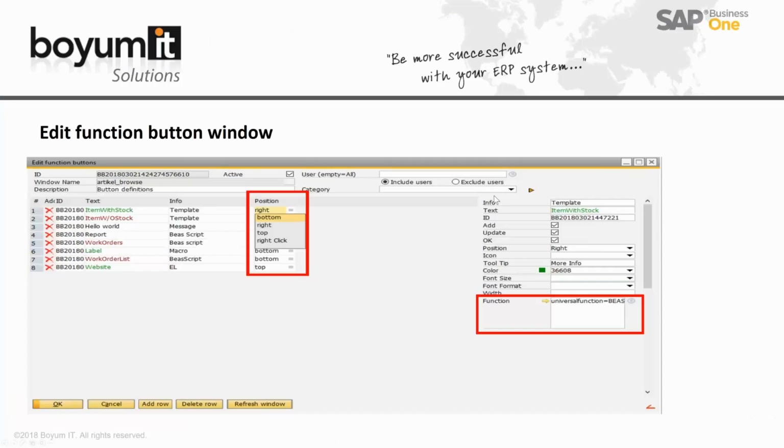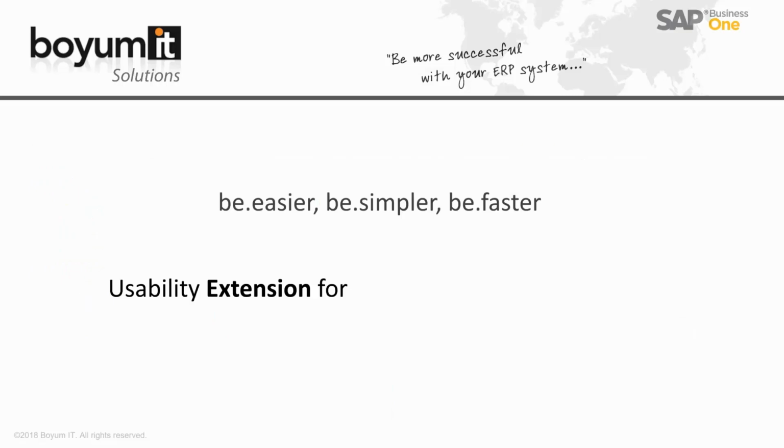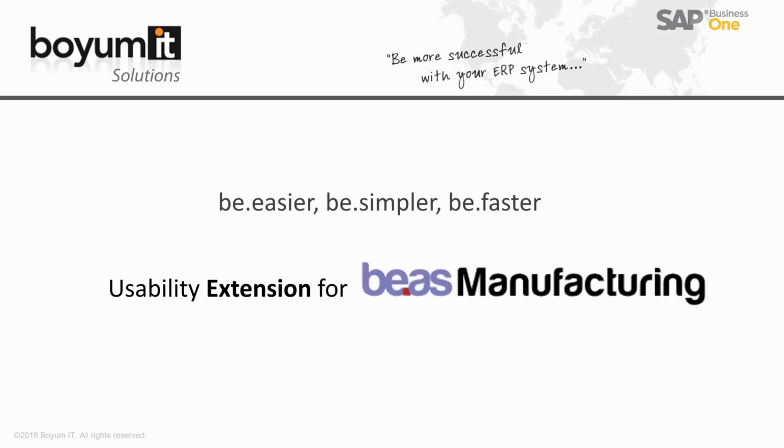Going back here, so we saw that. This is an example with the templates, what you saw with the green and red, and you can also put different filters in there and then create a button. It's really neat. And like I said, we're going to have more detailed videos coming out on how to build that. The usability extension makes it easier, simpler, and faster for you for Beas Manufacturing.